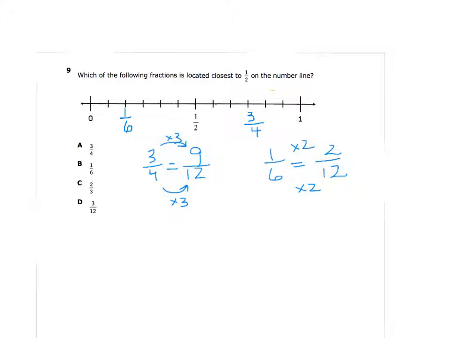Okay? So then the next one I have is 2/3. And 2/3 is equal to how many 12ths? Again, 3 times 4 is 12. So I have to do the same thing to the top. 2 times 4 is 8. So 2/3 is the same as 8/12. So I'm going to count that as 1, 2, 3, 4, 5, 6, 7, 8. 2/3 is going to go right here at 8/12.